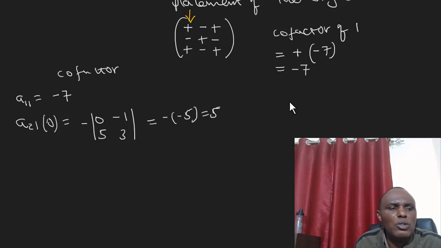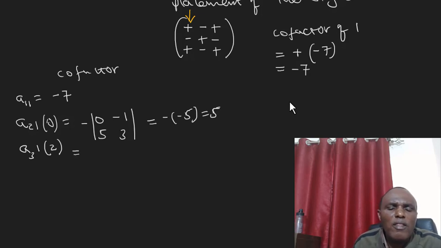Then let us go to getting the other element, that is the element in the third row, column number 1, and that element is element number 2. And let us now get the cofactor there.